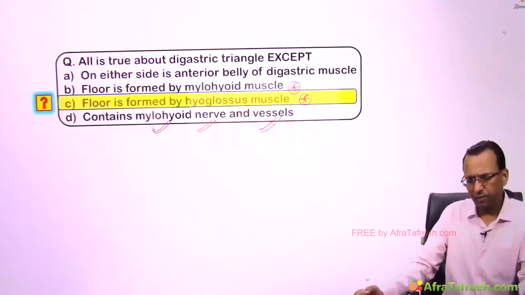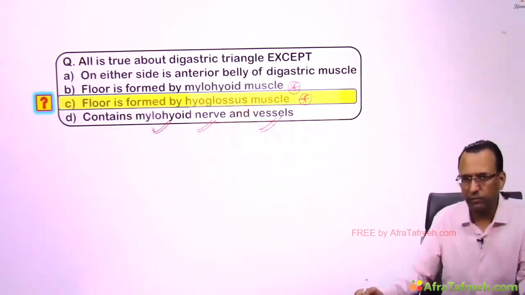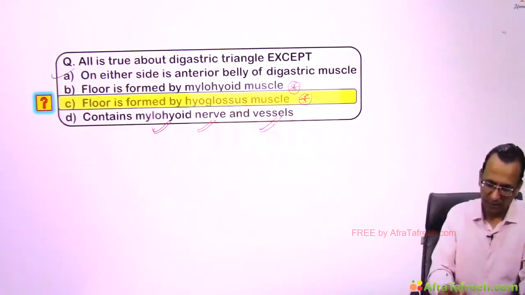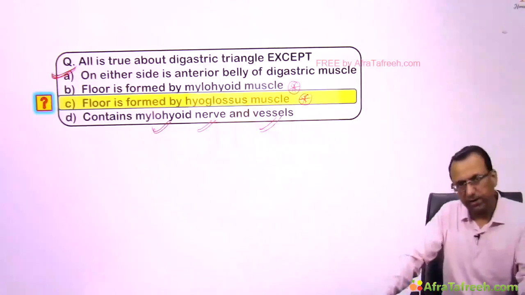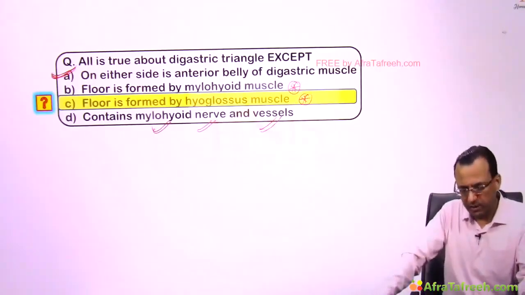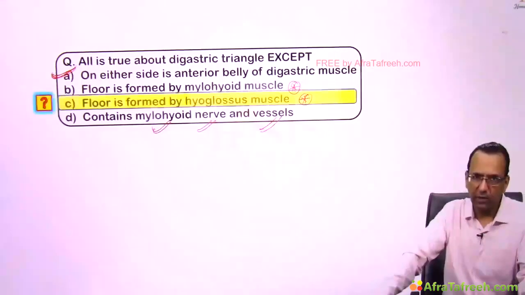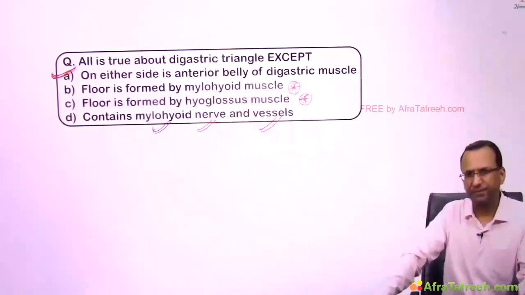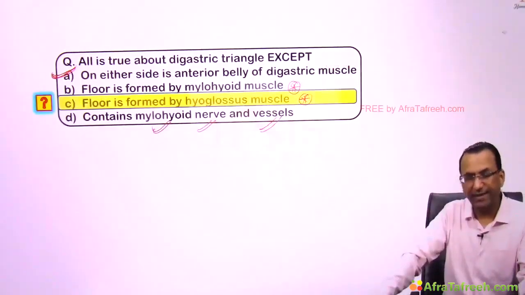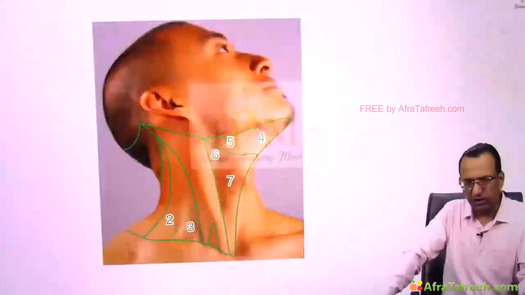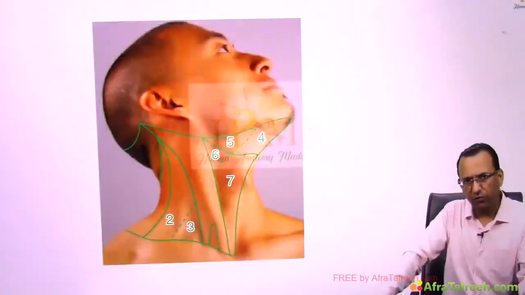But I think there's a problem with choice C. No, there is no problem. The problem was already there, so I'll keep my answer, choice A. What about choice C? Let us see the diagram. Then you will realize it is a correct statement. The problem is with choice A. Keep the answer A. This is the digastric triangle, which we are going to focus upon now.